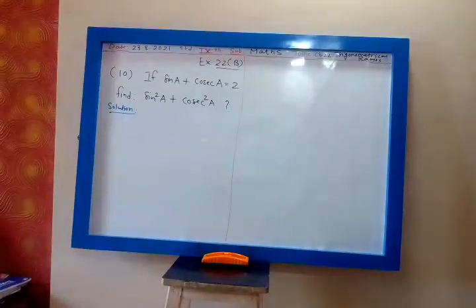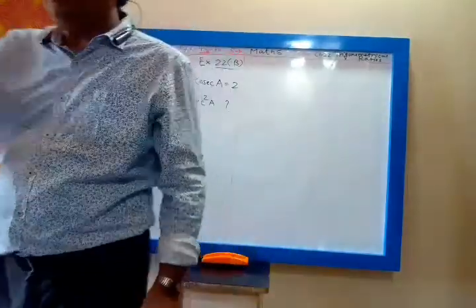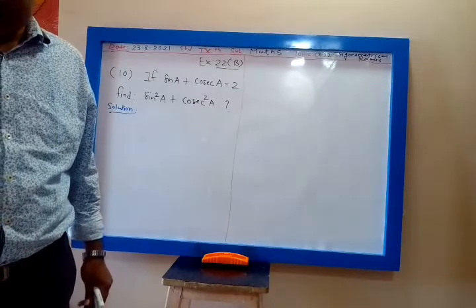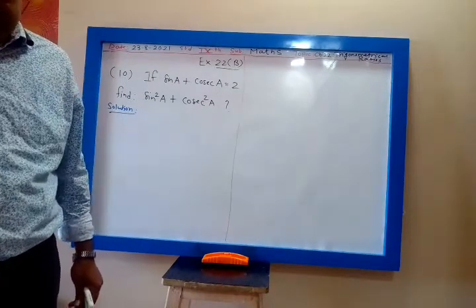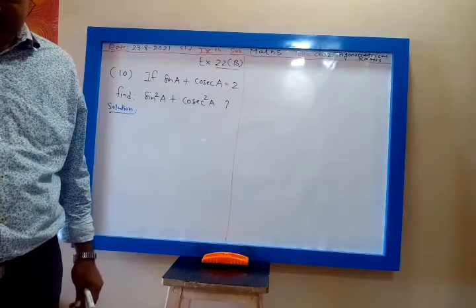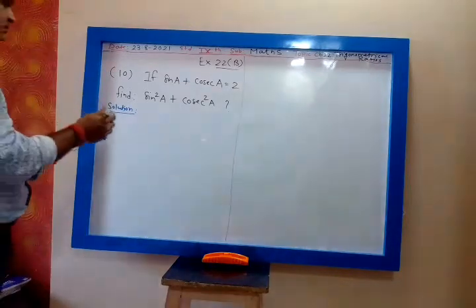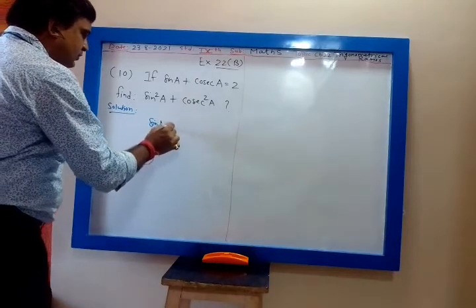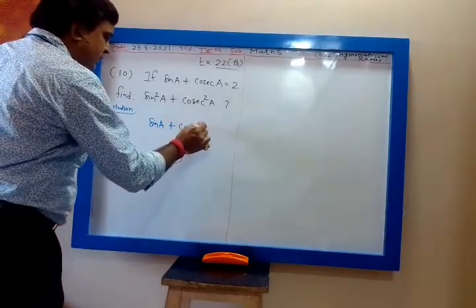Value of sin square a plus cosec square a. So we square both the sides. After second, third, fourth, fifth, sixth, seventh, the ninth are omitted. Now the 10th one. So sin a plus cosec a is 2.